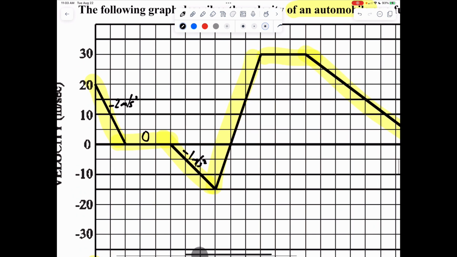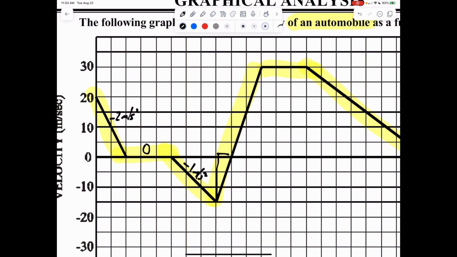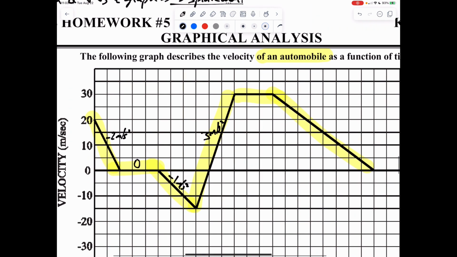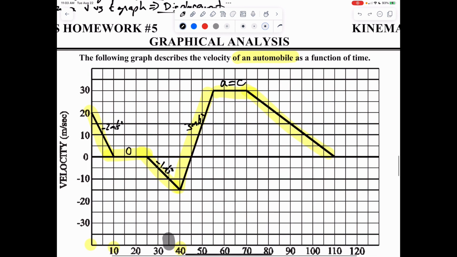Okay, now for this big line here, you can either do up 3 over 1, up 15 over 5, or up 30 over 10. It doesn't matter how you do it, but you should get 3 meters per second squared on that one. This one right here has an acceleration of 0 again because it's a flat slope.